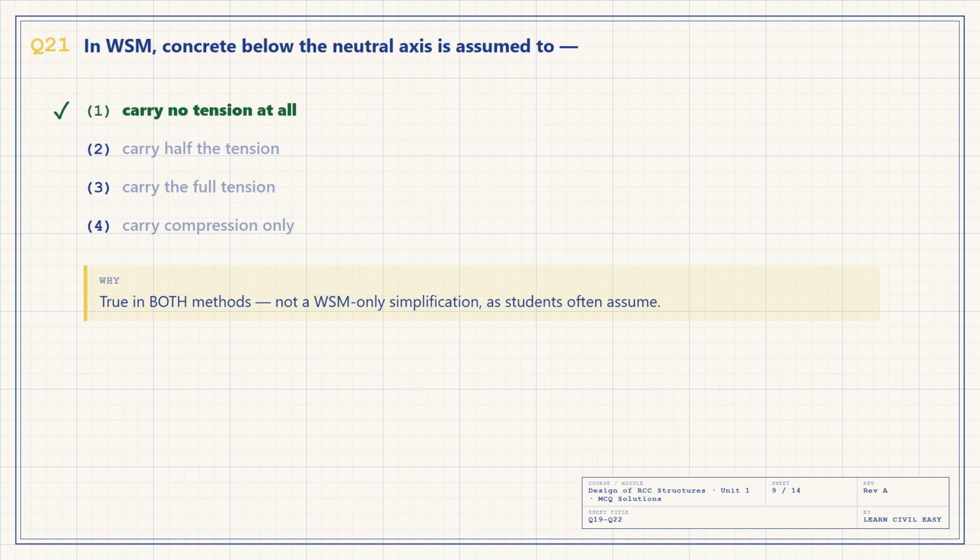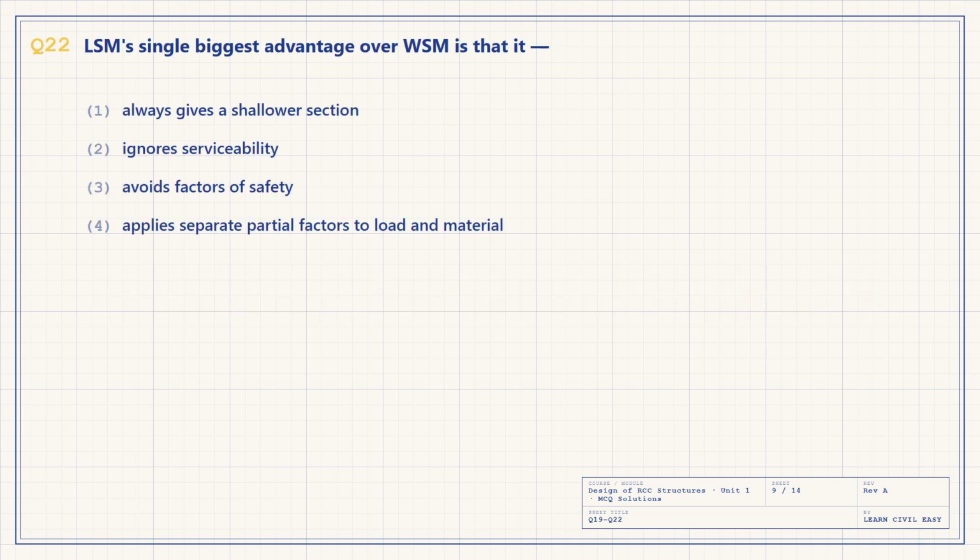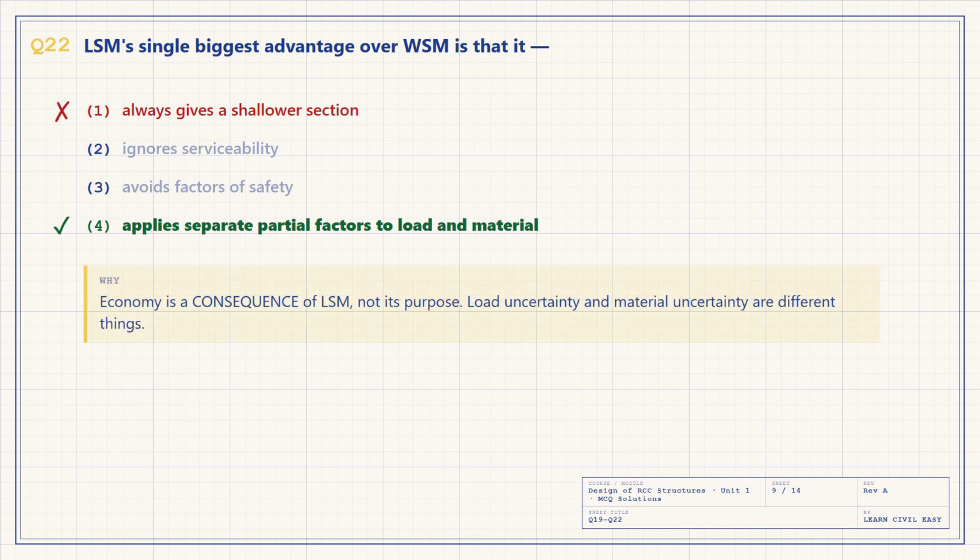The single most important advantage of the limit state method over the working stress method is that it, option 4, applies separate partial safety factors to loads and to material strengths. Option 1 always gives a shallower section is the trap, and it is the answer most students give. Economy is a consequence of limit state design. It is not the reason for it. The reason is that load uncertainty and material uncertainty are two different things, and they deserve two different factors.